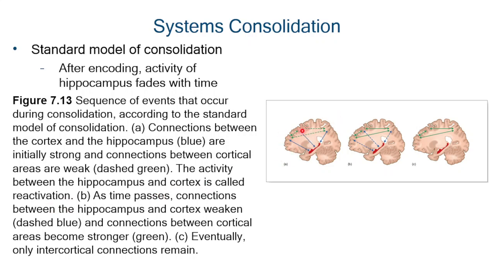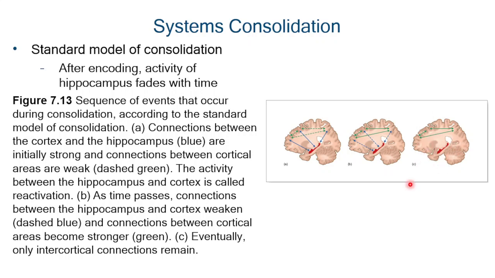So here. And then after some time, you will see that they have reversed. So the dotted arrow is now the blue and the solid arrows are the green. So yeah. So it represents that there is now a weak connection between the hippocampus and the cortex and a stronger connection between the cortical areas. And then after some time, the hippocampus no longer has anything to do with the memory, and the interconnections are only within the cortical areas. It's only here. Nothing comes from the hippocampus in this part.